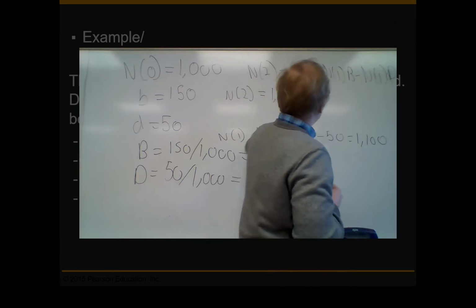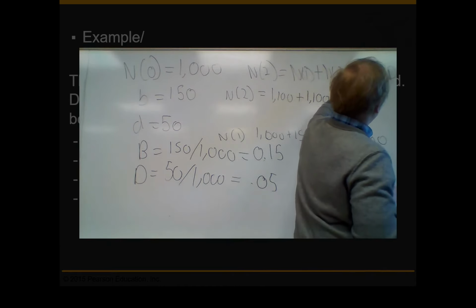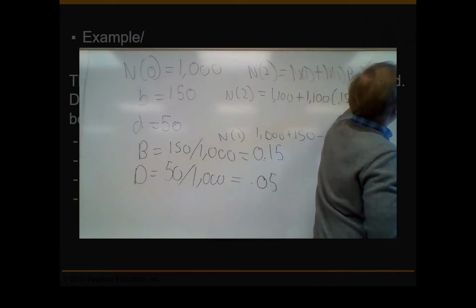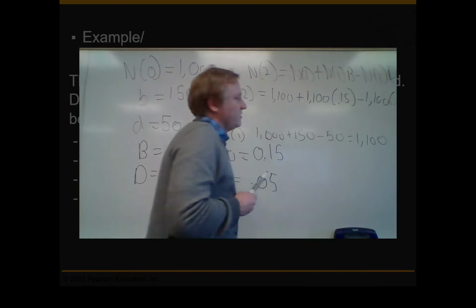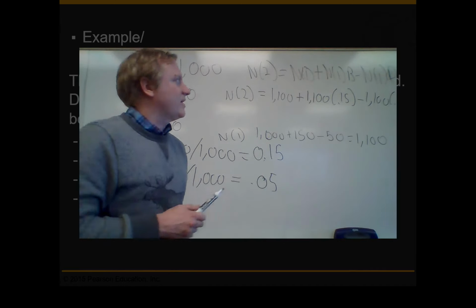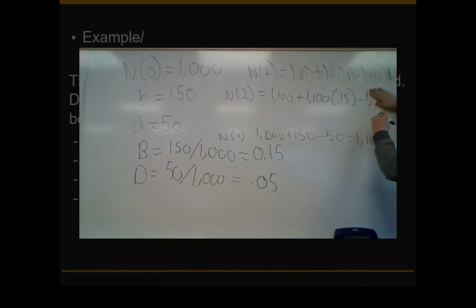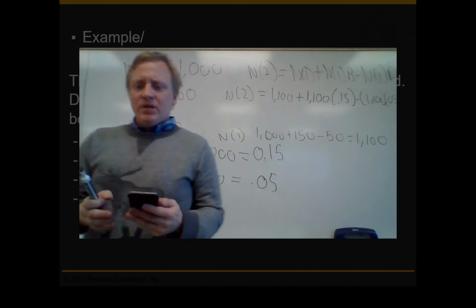Our birth rate is equal to 0.15. We're going to say minus 1100 times 0.05. And let's see what our math actually looks like. I ran out of space again. Minus 1100 times 0.05. Hopefully that's big enough. I think that worked. Well, let's see what we get.